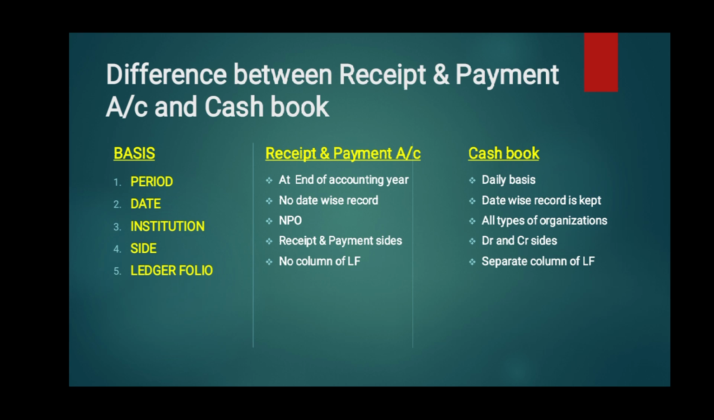So fourth difference is side. There are two sides in receipt and payment account. One is receipt and other is payment. But in cash book, these sides are called as debit side and credit side. Last difference is ledger folio. Under receipt and payment account, no column is there of ledger folio because receipt and payment account is prepared from the cash book, not from the ledger. But under cash book, there is a separate column of ledger folio because cash book is always prepared from the ledger.